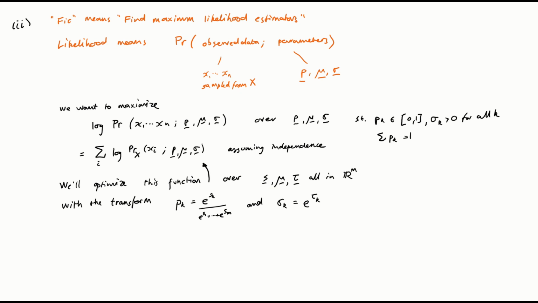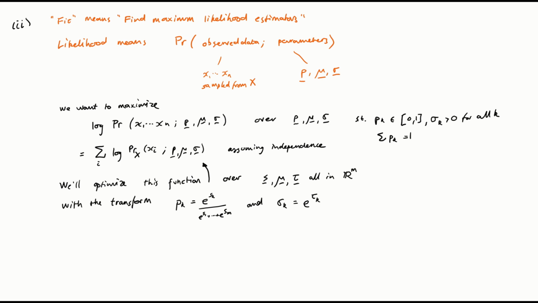So what we're actually going to do is we'll optimize this function over, let's call them s and tau, and the same mu as before. And these will all be parameter vectors, each of them m-dimensional. And we're going to apply the following transformations. I'll use the softmax transform to turn the sk into a pk. The exponential ensures that the p's are all positive and the normalization ensures they sum to 1. And I'm going to simply let sigma k equal e to the tau k to force sigma k to be positive.